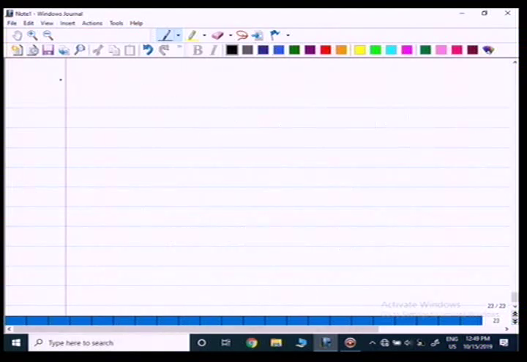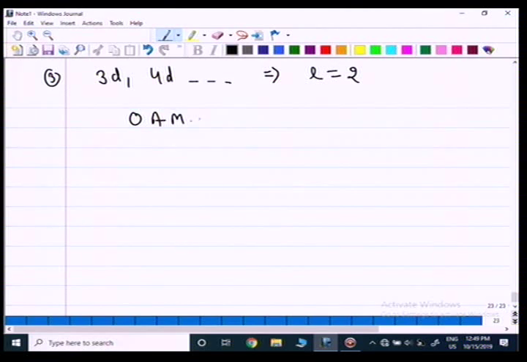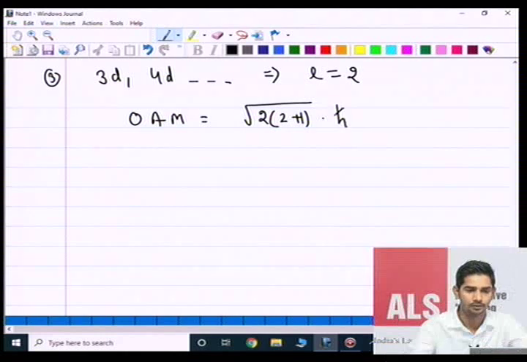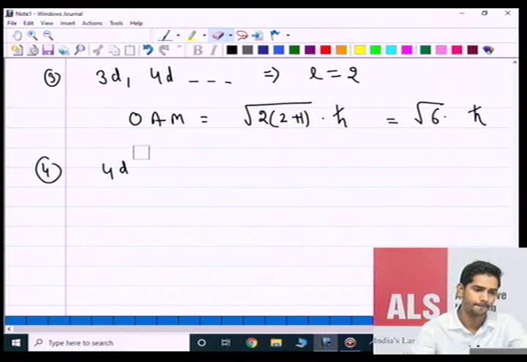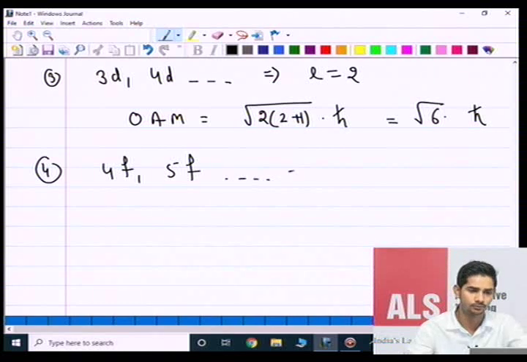Guys, let's do it for this one. Number 3: 3d, 4d, 5d. Here the value of L will be 2. Orbital angular momentum will be root 2 into 2 plus 1, h upon 2 pi. So this is root 6 h upon 2 pi. Fourth, 4f, 5f and so on.